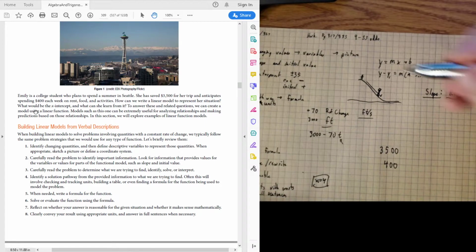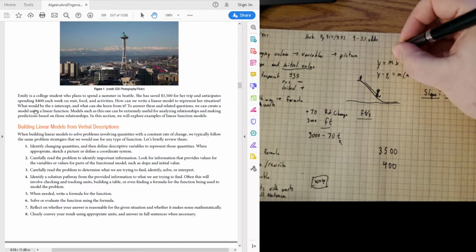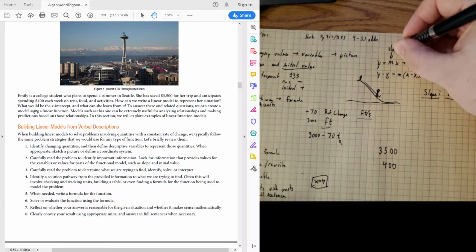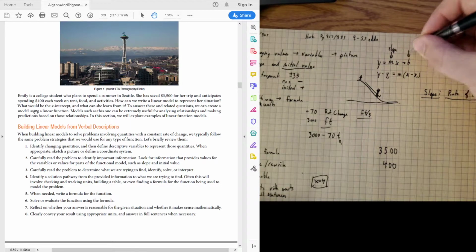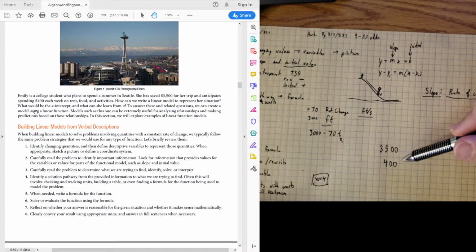Now, these two represent the two primary pieces you want in a linear problem: the slope and the initial value. These two pieces, one of them is going to be the slope, one of these is going to be the initial value. The question is, how do you determine which is which?